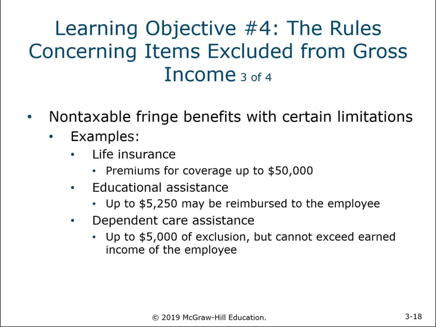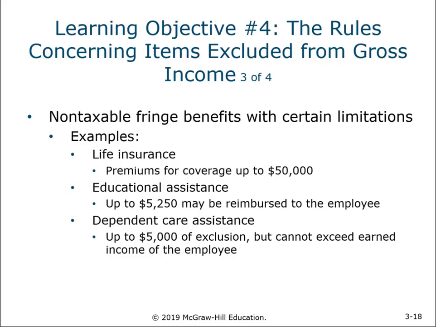Some other fringe benefits have limits, meaning that you can do it up to a certain amount. Life insurance, perfect example. My employer can provide me with life insurance up to $50,000. They pay the premium. It has to be a group life insurance policy for all of the employees. It has to be non-discriminatory. If you provide that for me, even though that's a benefit to me, I don't have to count it as income. Now, if it's for more than $50,000, then the amount over $50,000 is income.